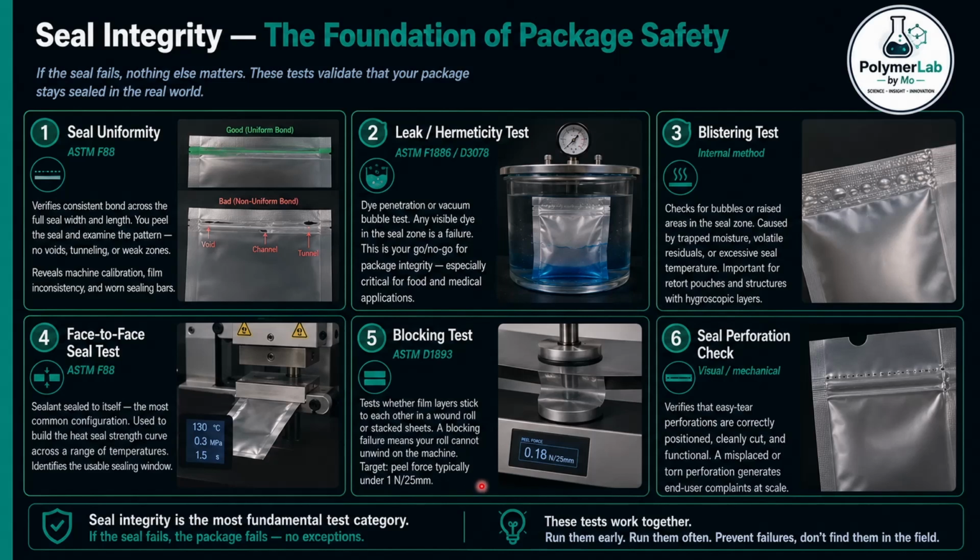Blocking test. This one catches people off guard. Blocking happens when film layers stick to each other in a wound roll or stacked sheets, usually during storage in heat or humidity. The test applies a defined load and temperature to stacked specimens, then measures the force to separate them. A film that blocks on the roll cannot unwind on the machine, and this is a production stoppage.